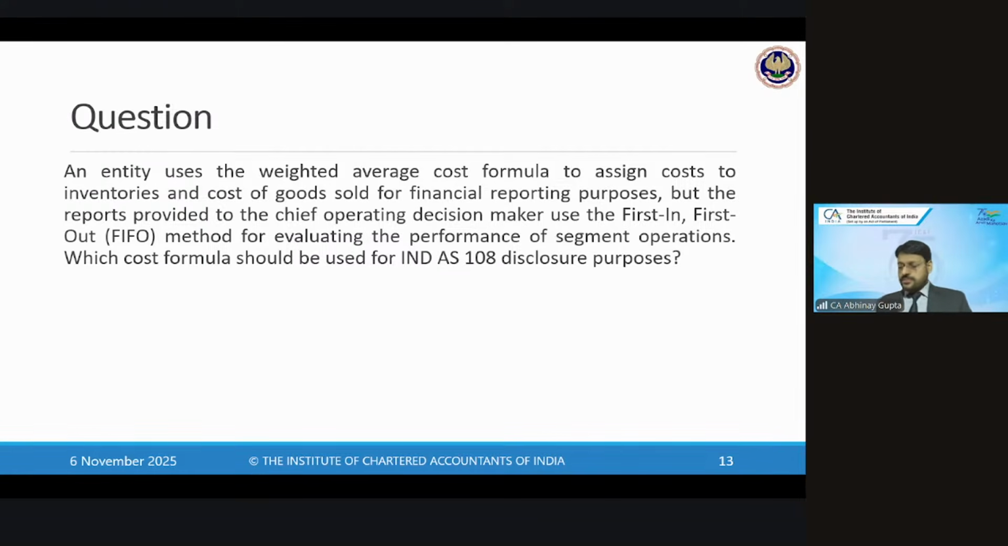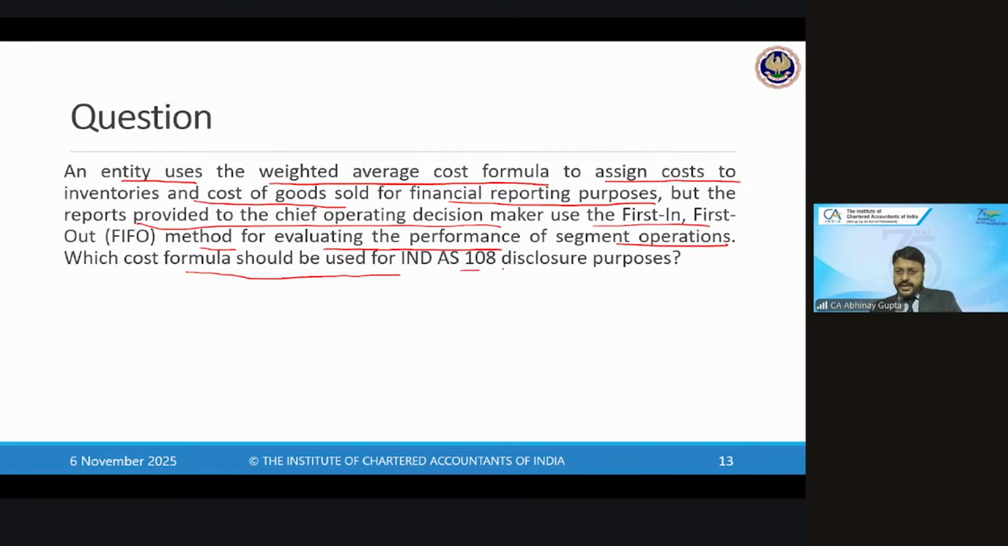Now let's do this question. An entity uses the weighted average cost formula to assign costs to inventories and the cost of goods sold for financial reporting purposes, but the reports provided to the chief operating decision maker, CODM, use the first-in first-out method for evaluating the performance of the segment in operations. Which cost formula should be used for Ind AS 108 disclosure purposes?